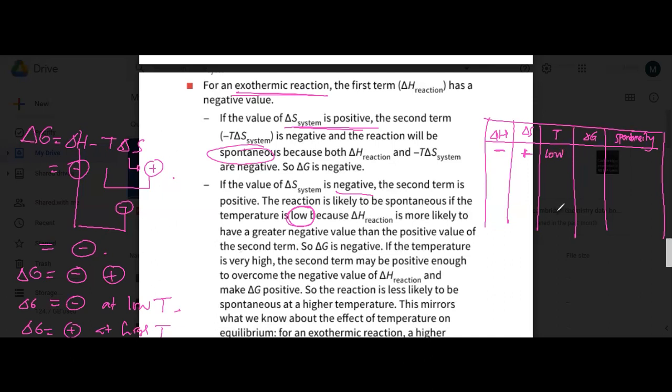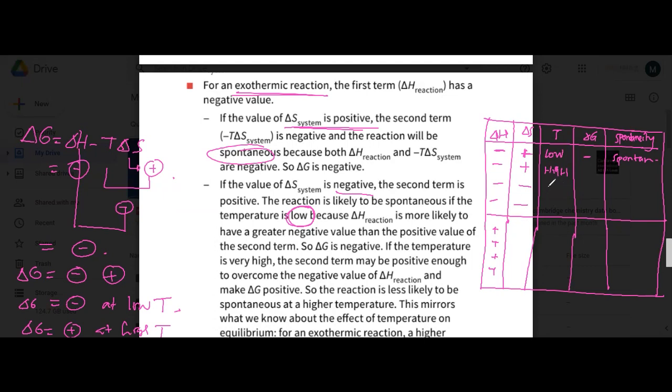We already discussed just now that delta G would be negative, and this is spontaneous. Or if we have this negative, this positive, but high temperature, I'd like you to answer this. And how about in endothermic reaction? So the combination will be negative, negative, positive, positive for delta H and delta S, and low, high, low, high for temperature.